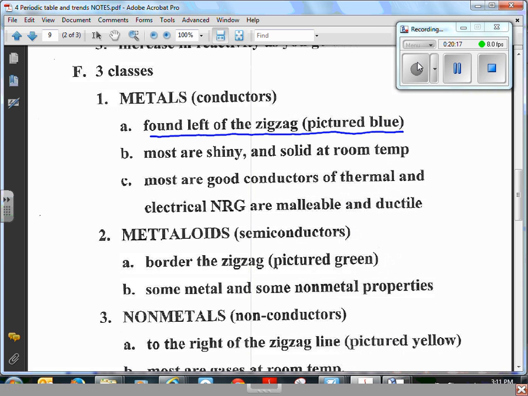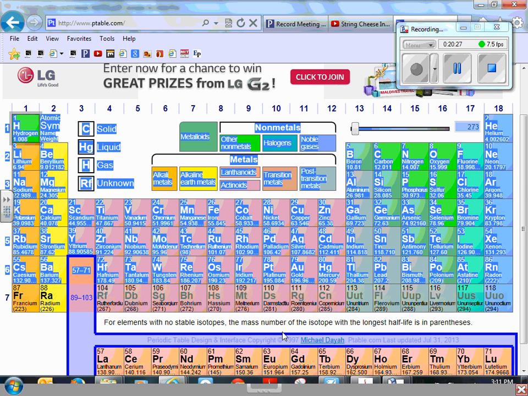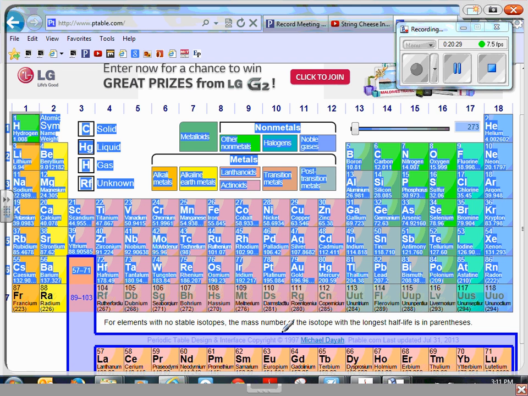Okay. Now you should be able to find the zigzag on your periodic chart. It's going to look like this. It's going to be right around here somewhere. Oh, I found it. There you go. It should be right around there. Should be the zigzag. Okay? And you can see it on that periodic chart. You can see it on yours. It'll just look like a thicker line.